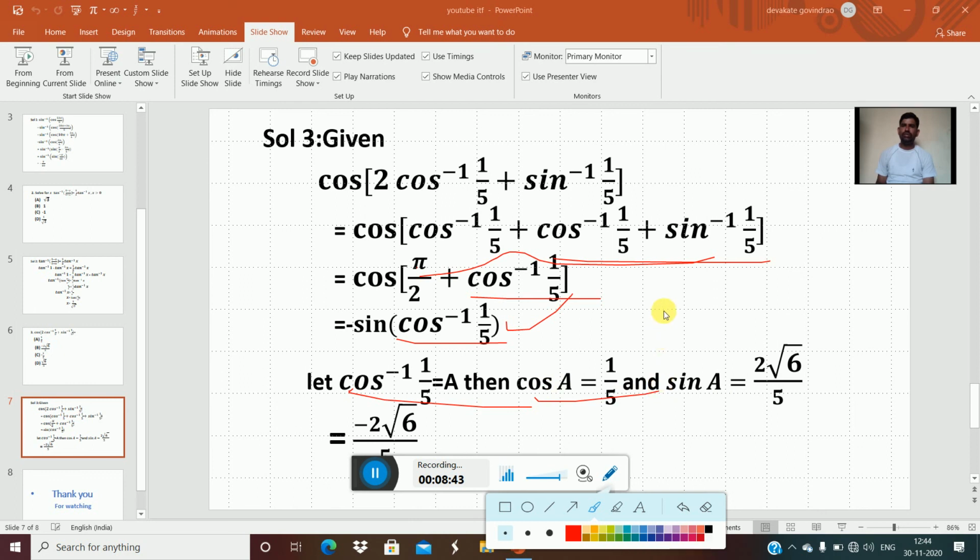By taking cos a equal to 1 by 5, and using the right angle triangle, this is the adjacent side 1 and the hypotenuse 5. By using the Pythagoras theorem, we get this part as 2 root 6. So we have to find sine, opposite by hypotenuse, which is 2 root 6 by 5. So the total is minus 2 root 6 by 5. Finally our solution is completed.